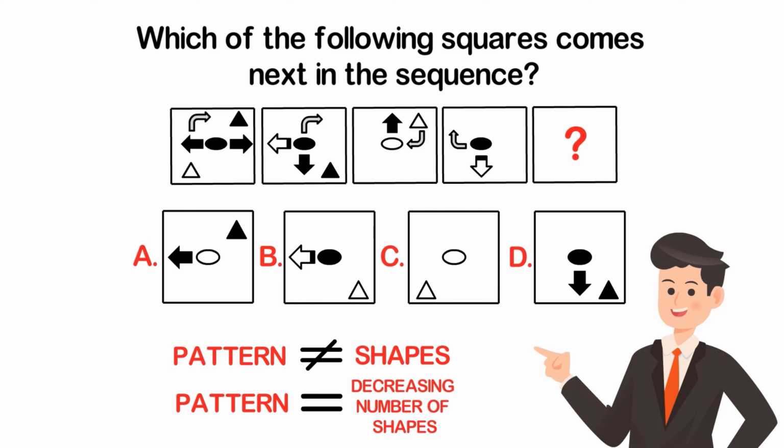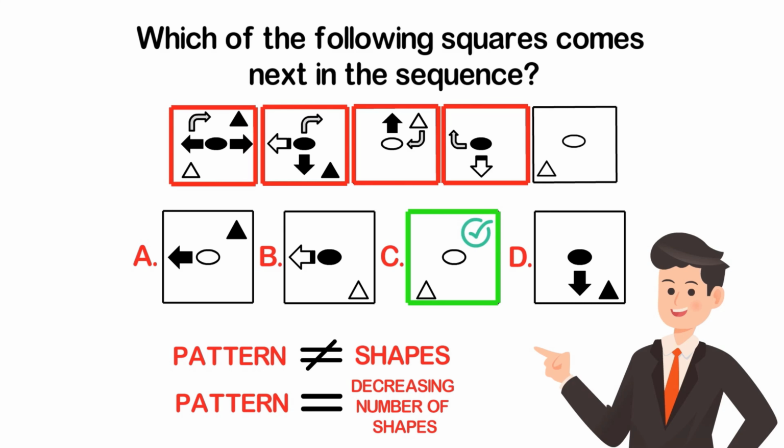If you look at figure 1, it has 6 shapes. If you look at figure 2, it has 5, then 4, then 3. So for figure 5, the number of inside shapes should be 2. So the correct answer here is choice C. Hopefully you've nailed this question and now know how to answer similar problems on the test.